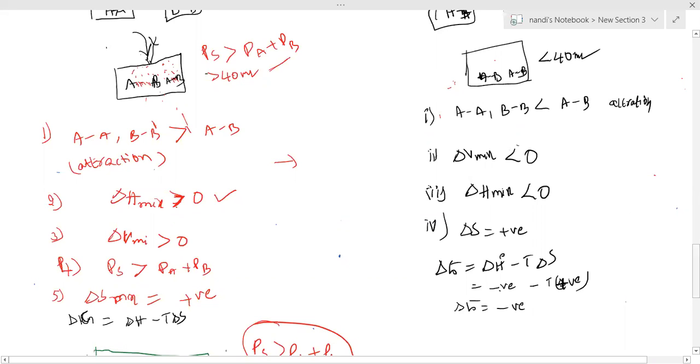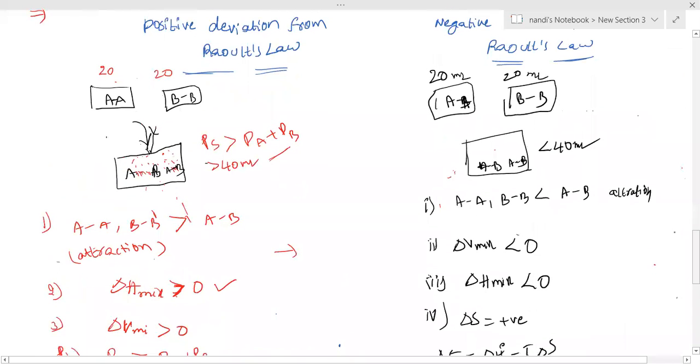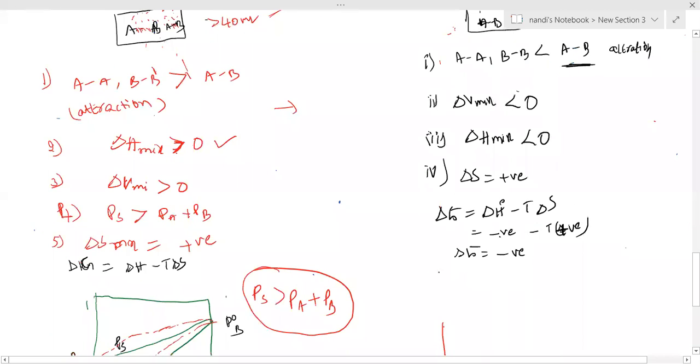Please let me know what's your doubt here. Which is strong attraction? A, B strong attractions. If there is strong attraction, is evaporation less or more, sir? If strong attractions are there, it is less. So you can write P solution is less than PA plus PB.